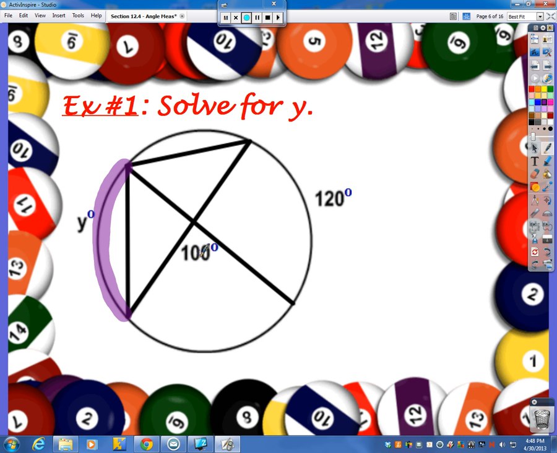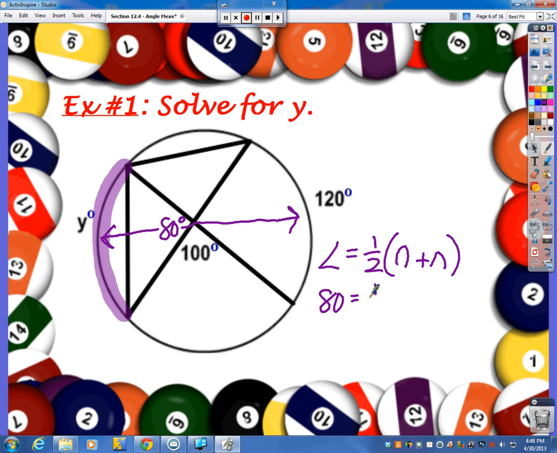So if this angle's 100 degrees, I know this angle's 80 using the straight angle postulate. Let's get a little bit less thick. There we go. Now, this is one of those angles that's inside, and I can tell, hey, there's the arc in front of it, and there's the arc that's vertical to it. So if I want to set this up, we said the angle is equal to half of the arc plus the other arc. Well, the angle I already know is 80.